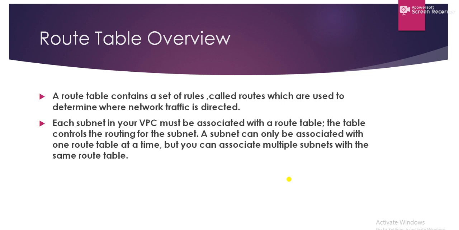Each subnet in your VPC must be associated with a routing table. Whatever subnet we create, at that time we need to associate it with a routing table. The routing table controls the routing for the subnet. A subnet can only be associated with one routing table at a time, but you can associate multiple subnets with the same routing table.